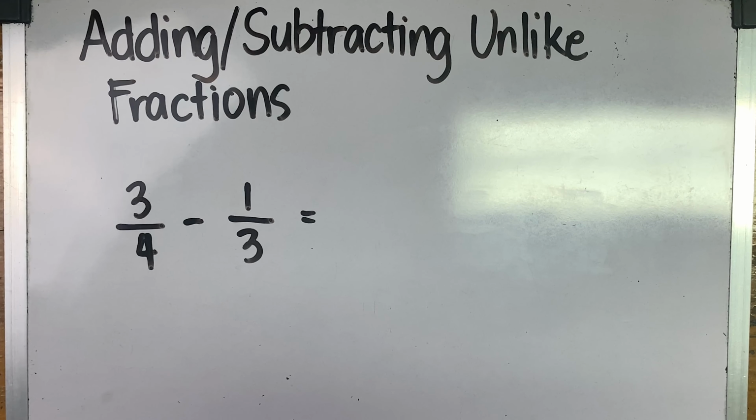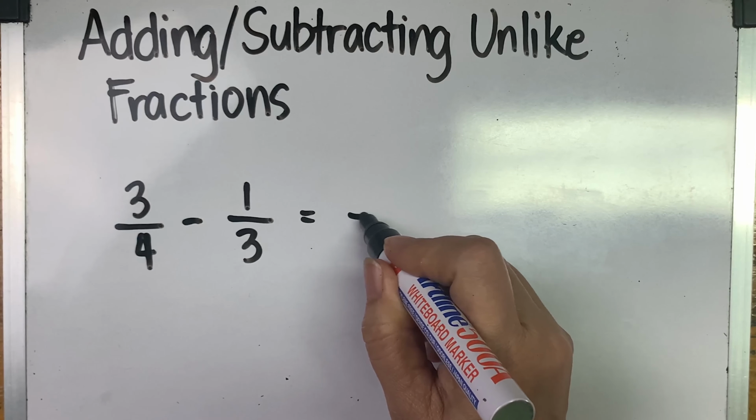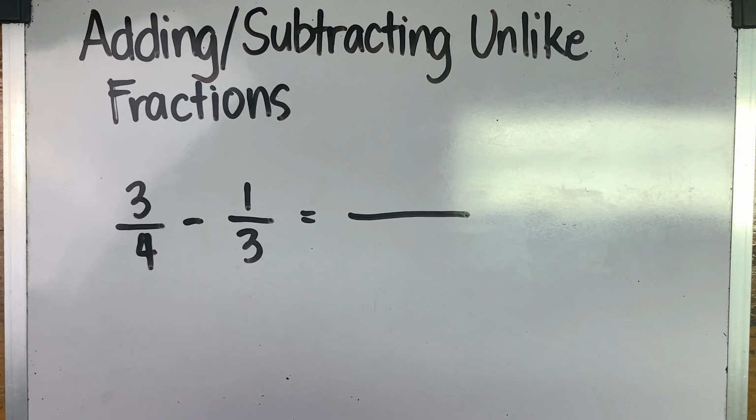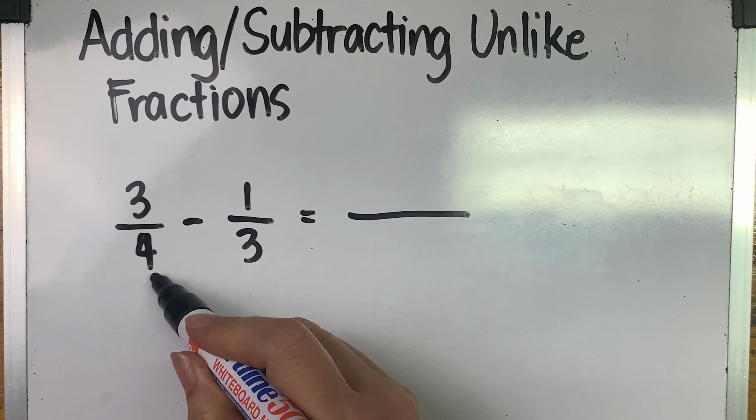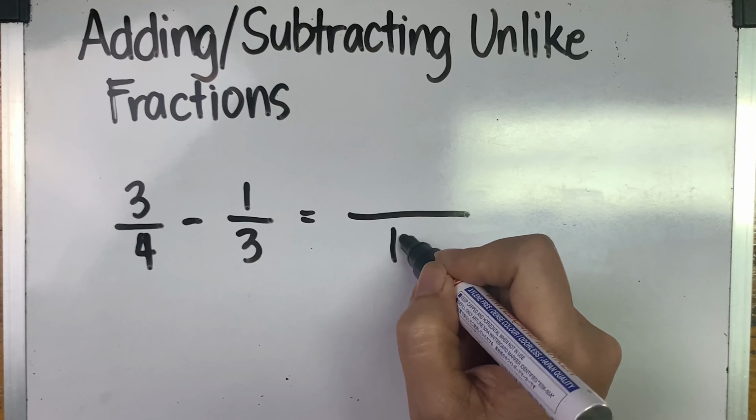Now let's go to subtracting unlike fractions. For subtracting unlike fractions, it's the same method that we did for adding. We have to multiply the two denominators. So 4 times 3 is 12.